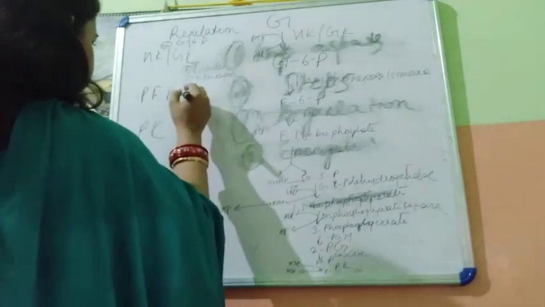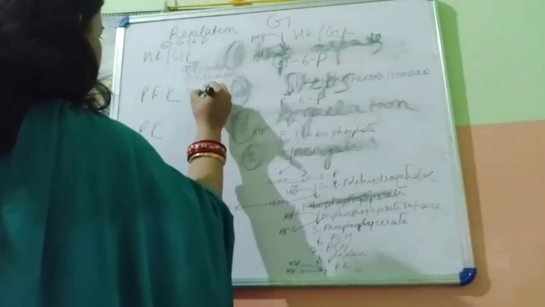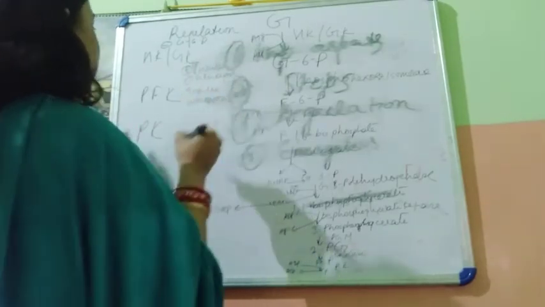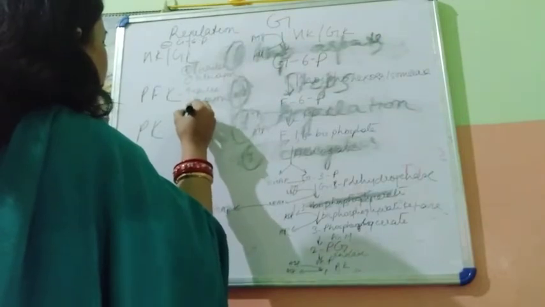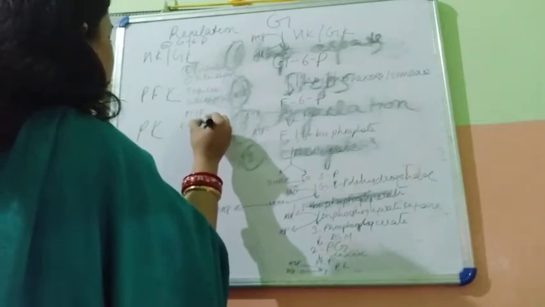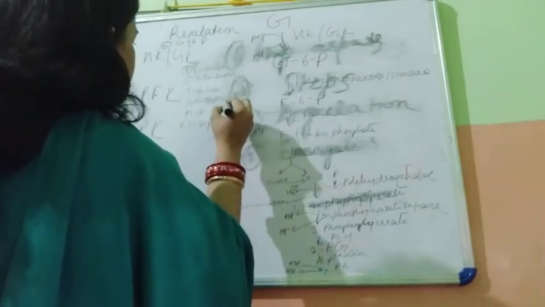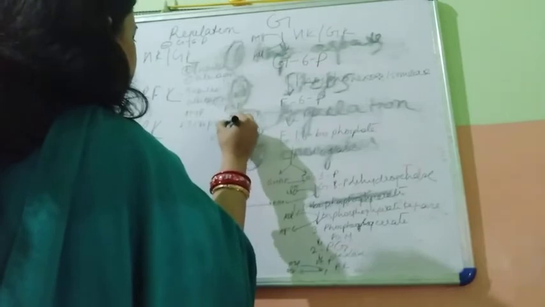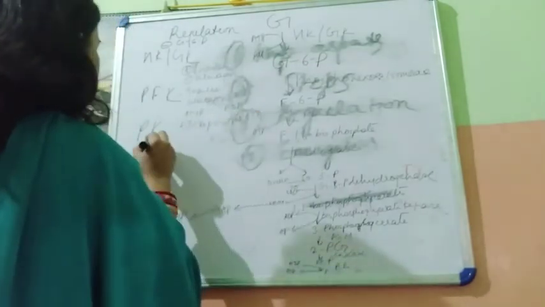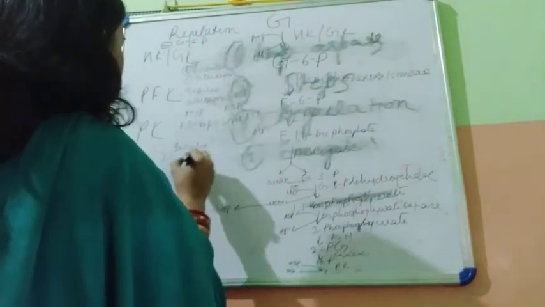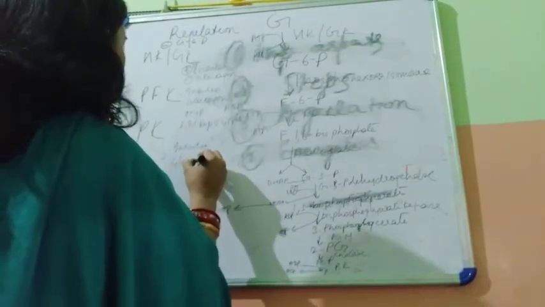Phosphofructokinase is induced by insulin and repressed by glucagon. Since it is an allosteric enzyme, it is allosterically activated by AMP and fructose 2,6-bisphosphate and allosterically inhibited by ATP and citrate. Pyruvate kinase is activated by insulin and inhibited by glucagon.